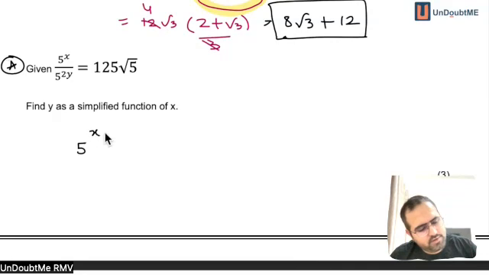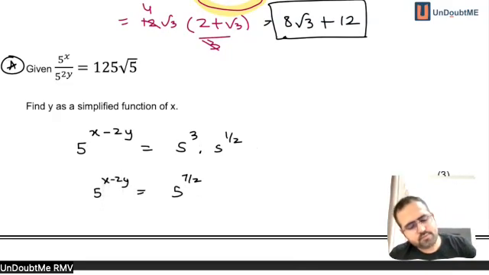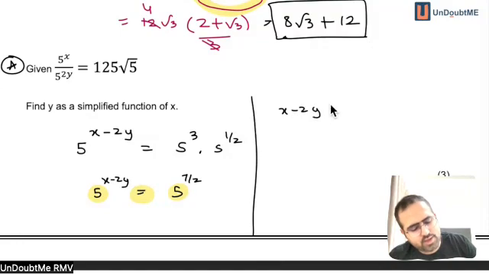So 5 to the power x minus 2y is equal to, on the other side, 125 is 5 cube and root 5 is 5 to the power half. So 5 to the power 3 plus 1 by 2, that will be 3.5 or 7 by 2, is equal to 5 to the power x minus 2y. Since both bases are same and there is an equal to sign, it means that the powers should be equal. So x minus 2y is equal to 7 by 2.